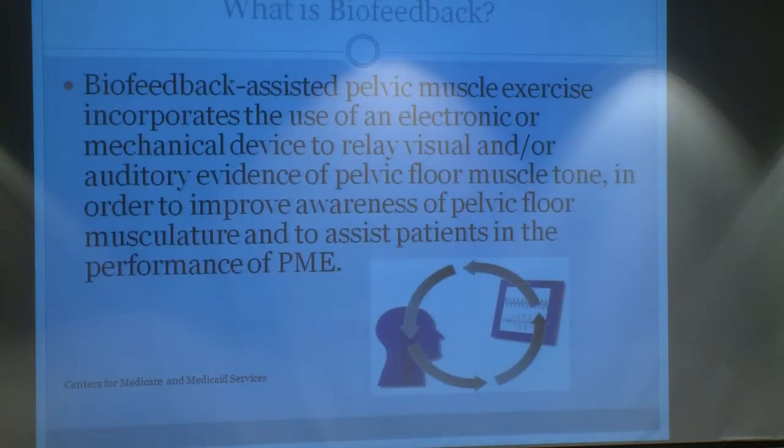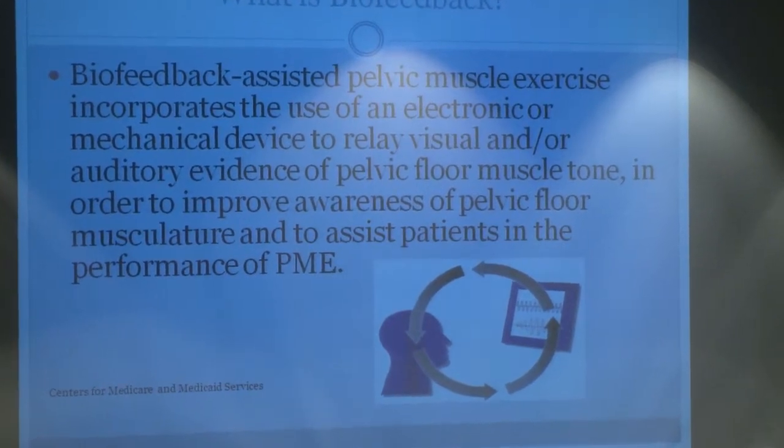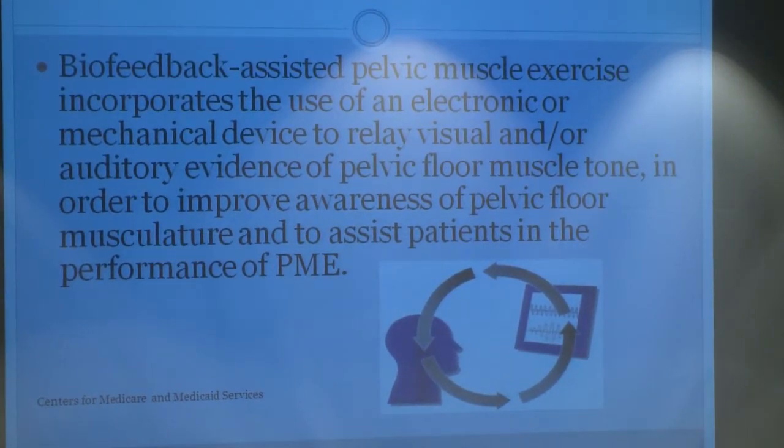So what is biofeedback? Biofeedback is just a way of retraining our brains. It's a more effective way. We as human beings are visual learners for the most part. We remember things a lot better if we can see it visually rather than just having it read to us or reading it in a book. So biofeedback assisted pelvic floor exercise incorporates the use of an electronic or mechanical device to relay visual and/or auditory evidence of pelvic floor muscle tone. In our situation, it's visual, what we use in the office. You actually get a visual picture of what your muscles are doing to help you perform the exercises correctly.